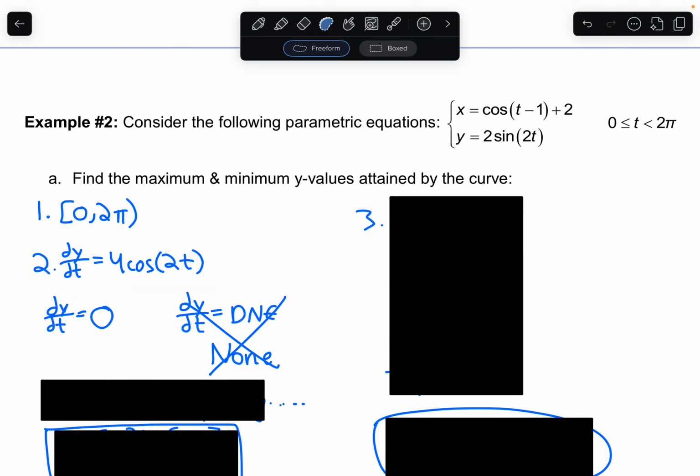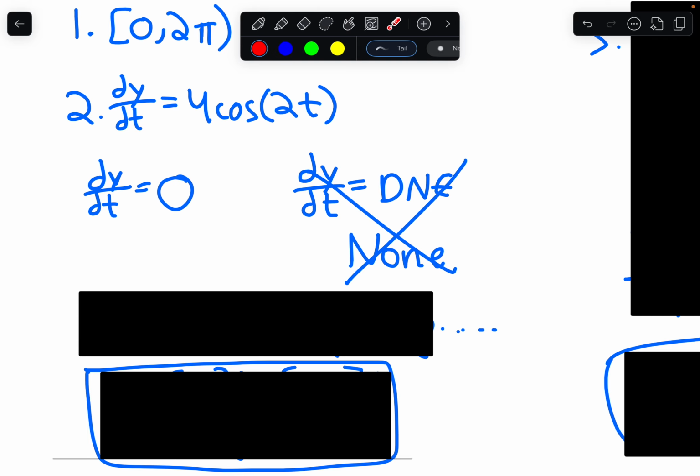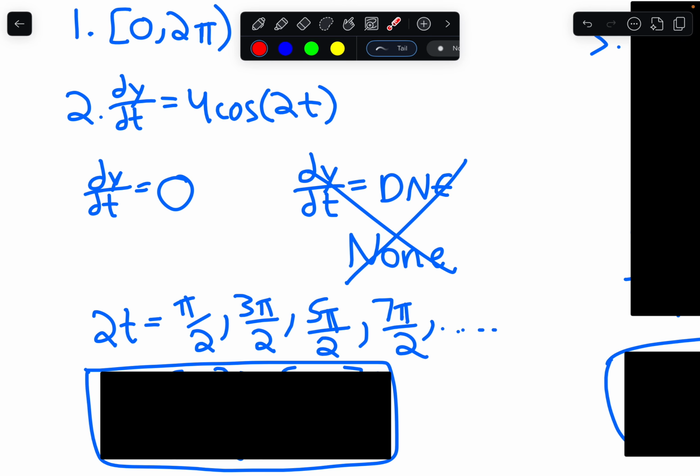We're going to set that equal to 0. We're going to set it equal to does not exist. Cosine conveniently always exists. And so now, where is cosine equal to 0? So what angles are going to be 2t that make cosine equal to 0? And so that would be pi over 2, 3 pi over 2.